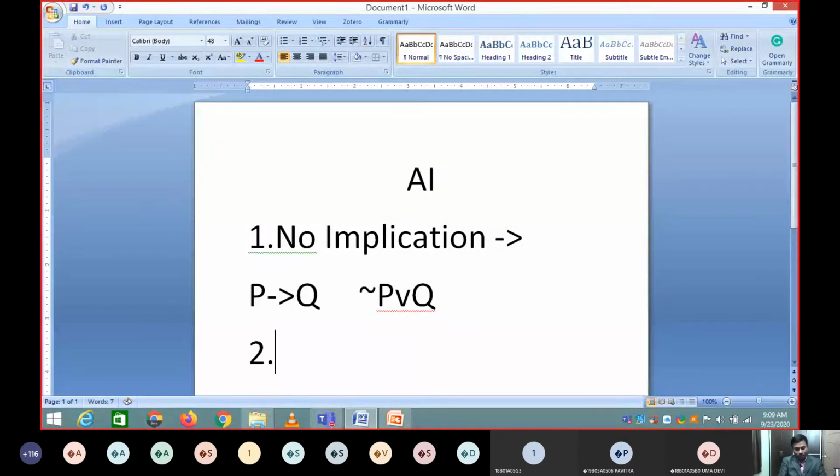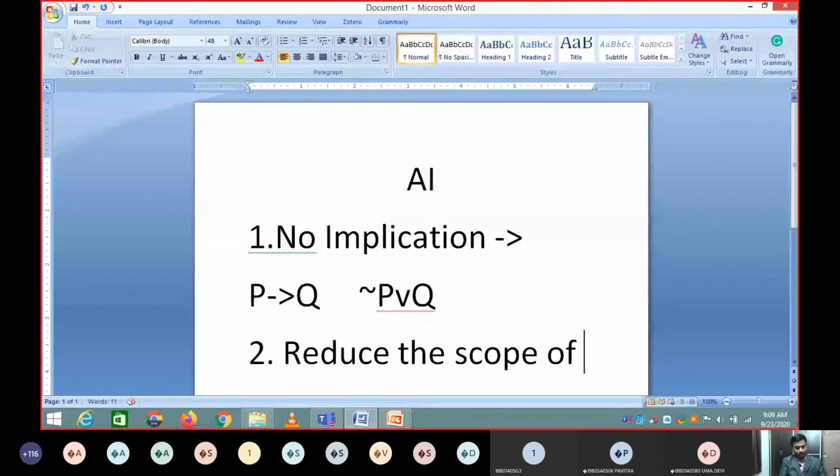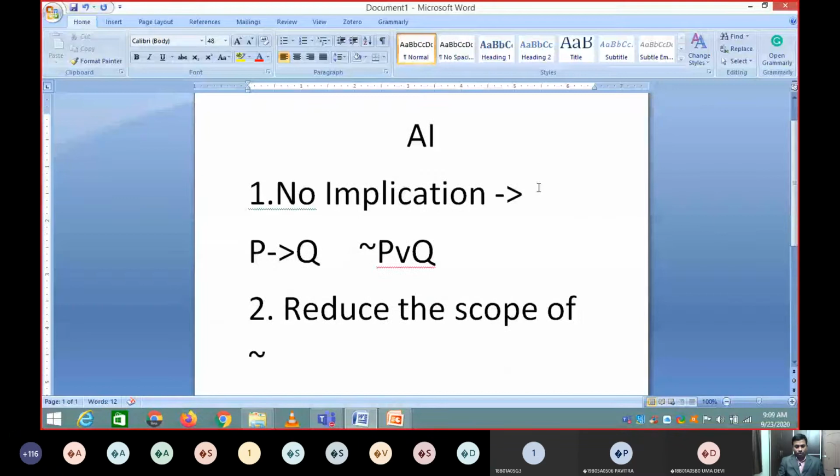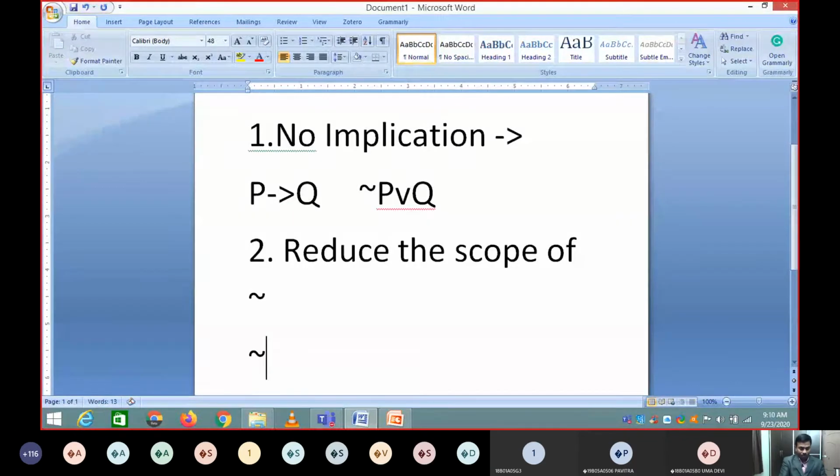So the second rule is you try to reduce the scope of not. Whenever you have something like this, you just try to reduce the scope, and you can apply this and you will get negation of P and negation of Q.